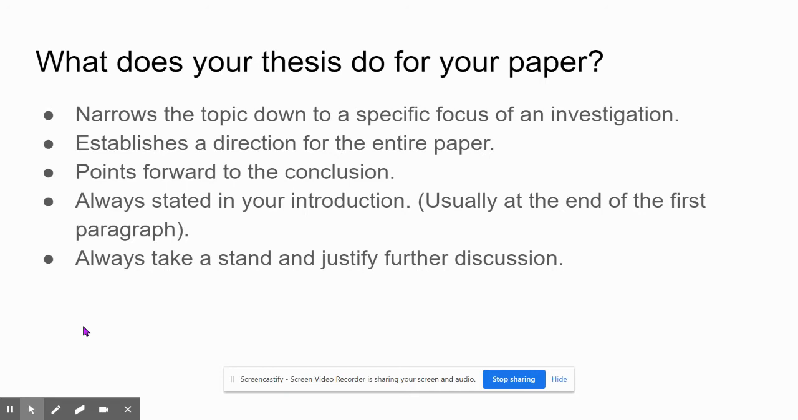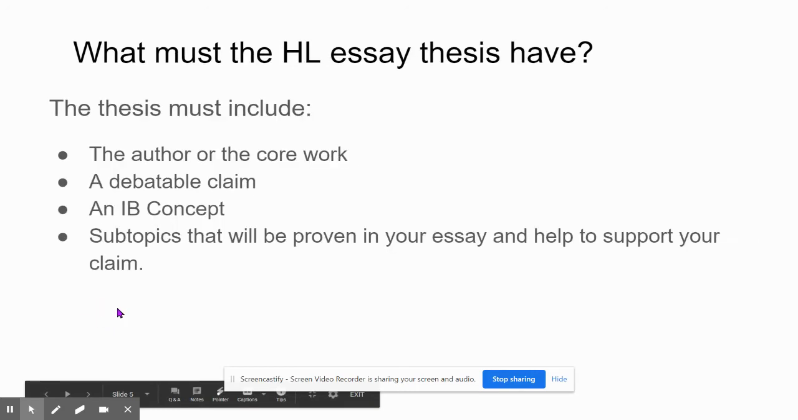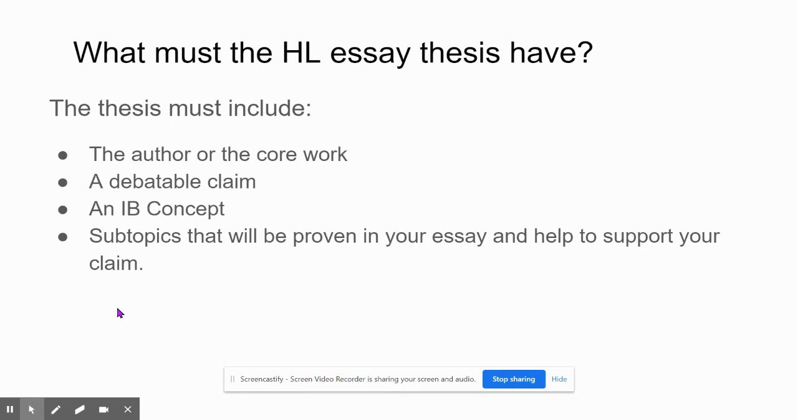It's stated in your introduction, like I said, usually at the end of the first paragraph, and always takes a stand to justify further discussion. So your HLSA thesis must contain these items. You should mention the author or the core work. You have to have a debatable claim. You must include an IB concept, and you must have subtopics.